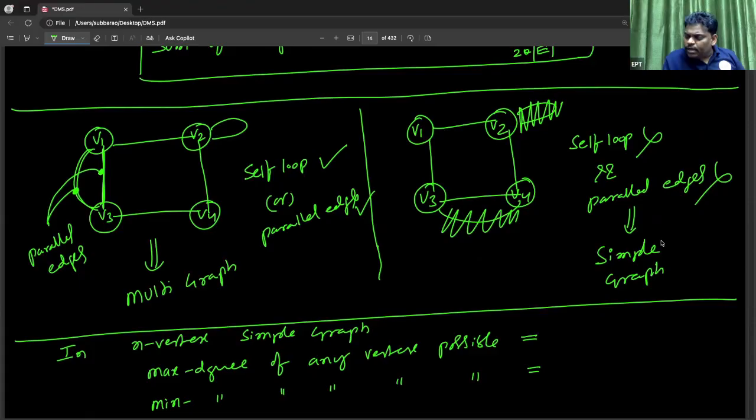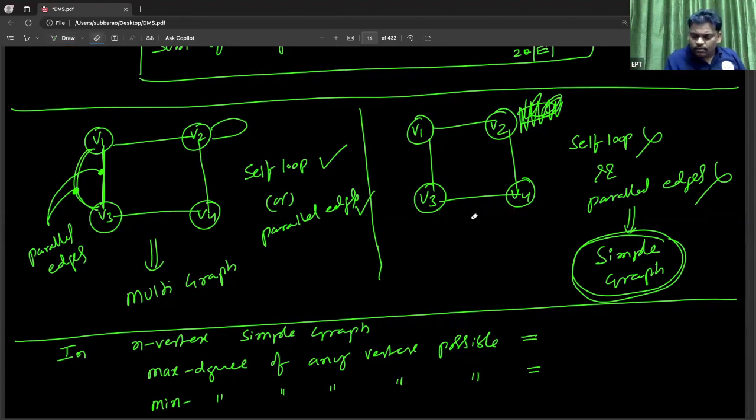When you say simple graph, self loop is not allowed. Parallel edges also not allowed. Now he's asking, four vertex simple graph, maximum degree of any vertex possible.